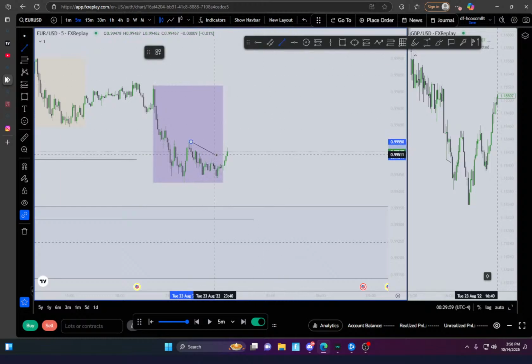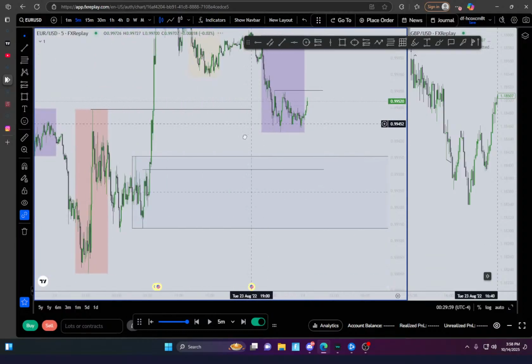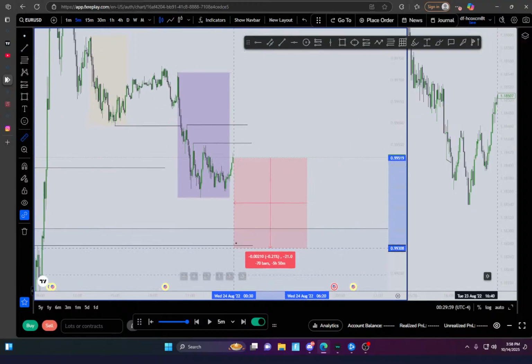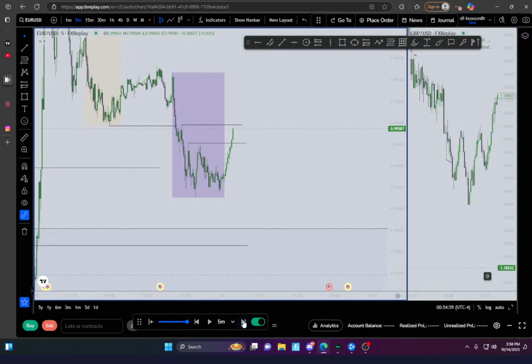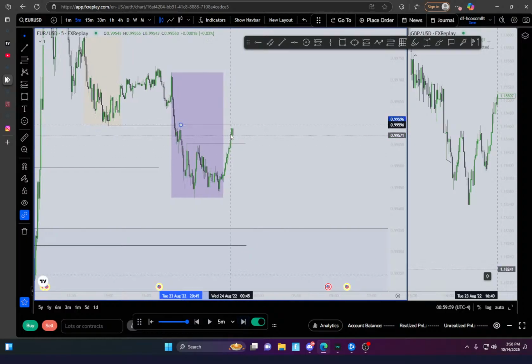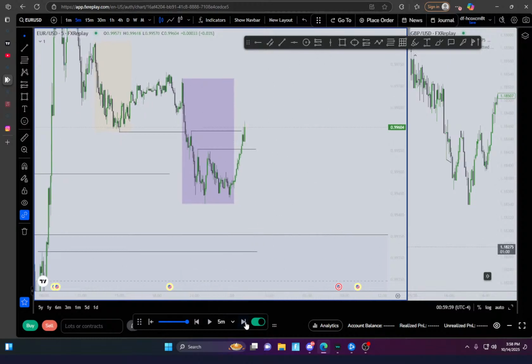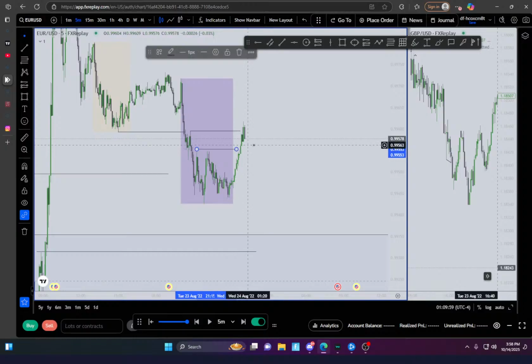Asia closes. We're manipulating higher. Taking out possibly this liquidity and rebalancing, or not rebalancing, doesn't really matter. This is the lip point, and that would be a nice entry to get off of. So I'm gonna try to.